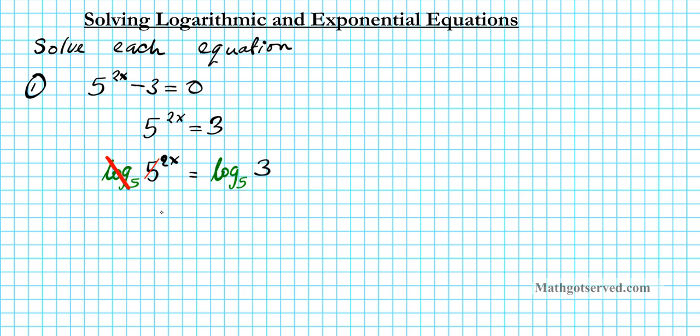So we're going to have 2x equals log base 5 of 3. And then to finally isolate x, you divide both sides by 2. And you'll be left with x equals log base 5 of 3 divided by 2. Alright, so there goes your final result.